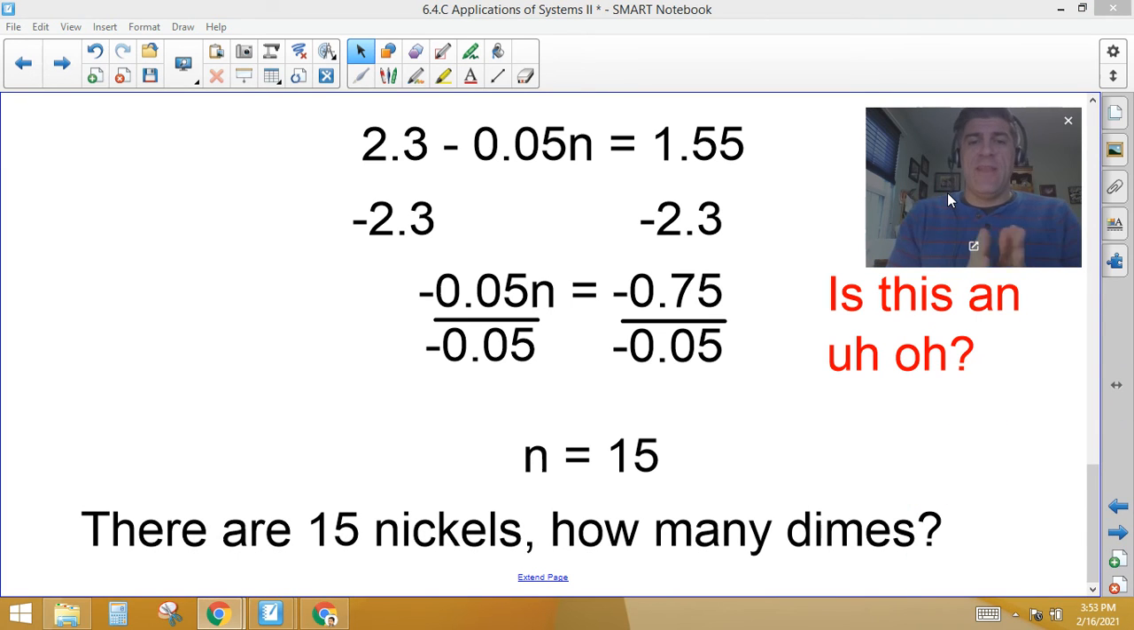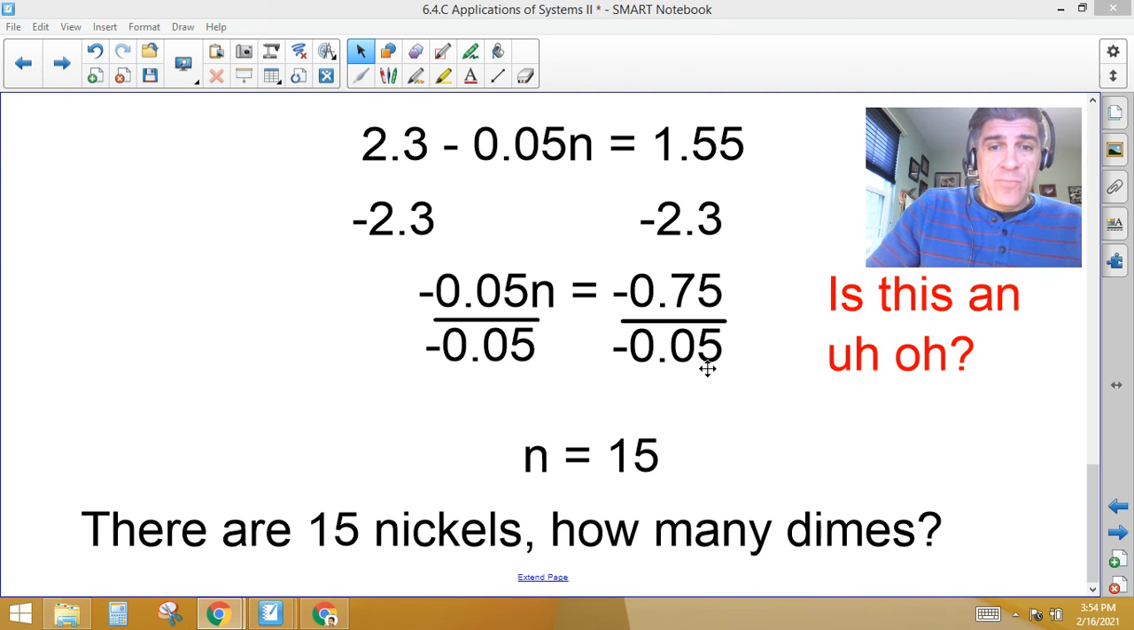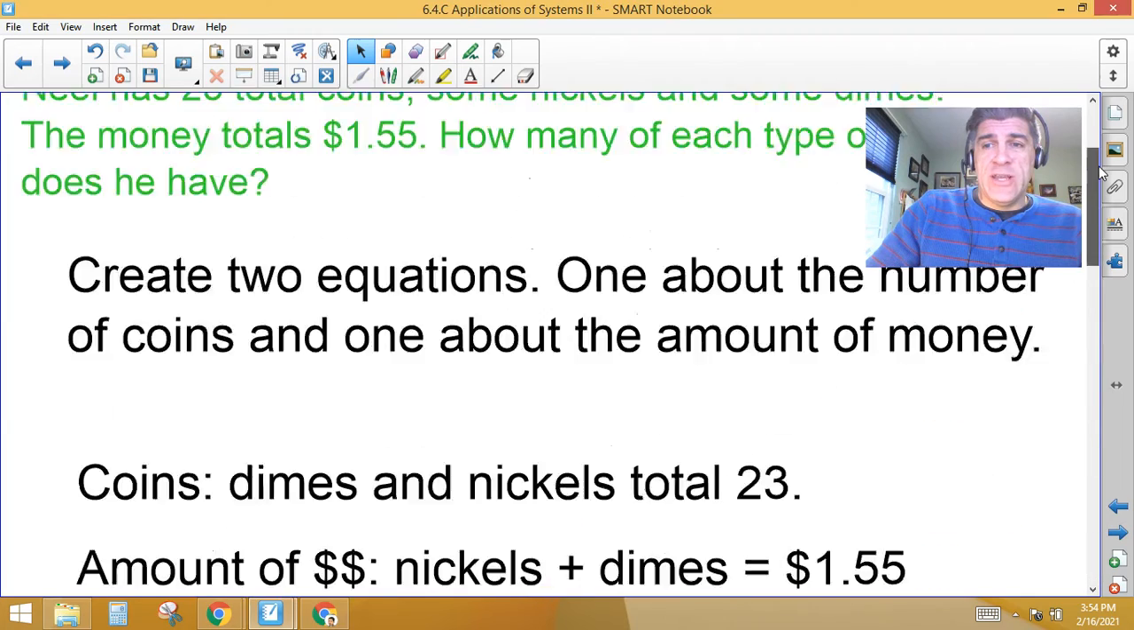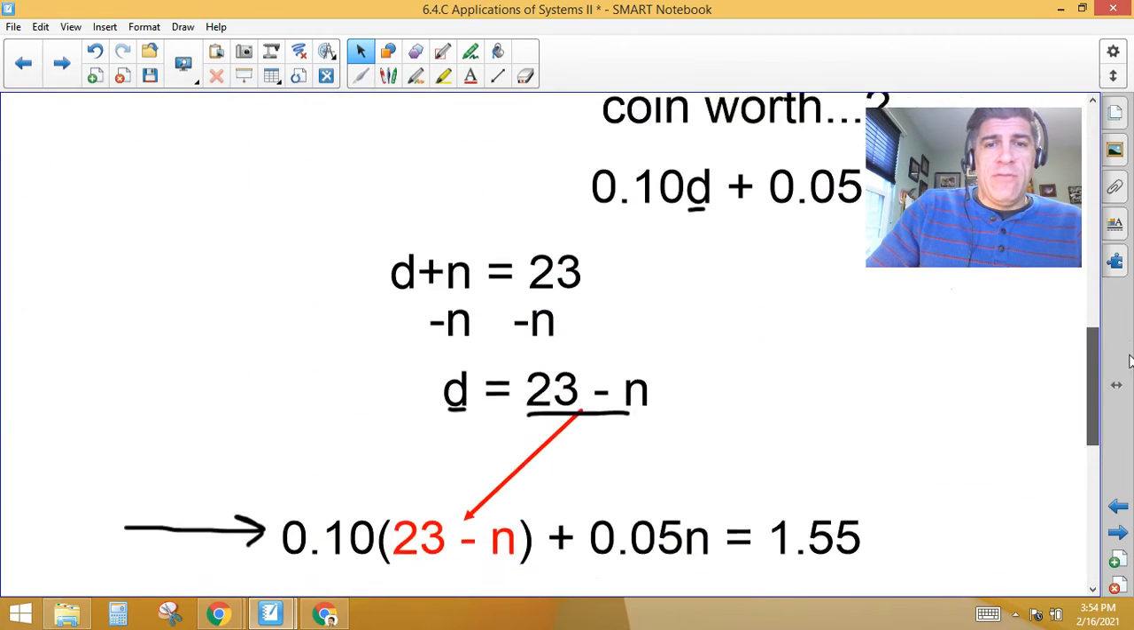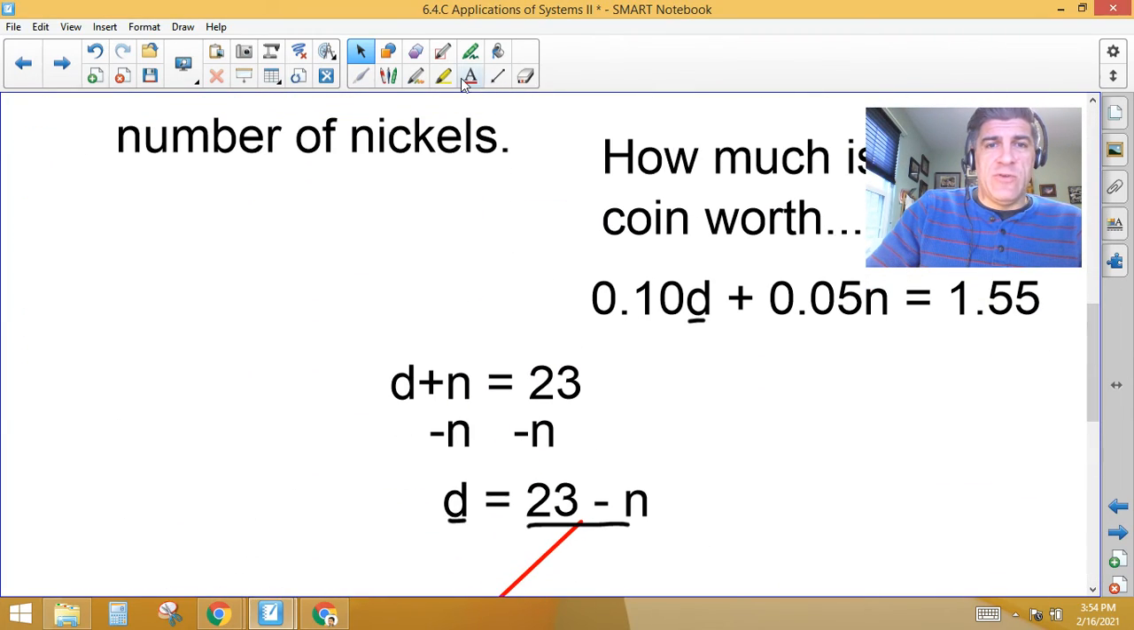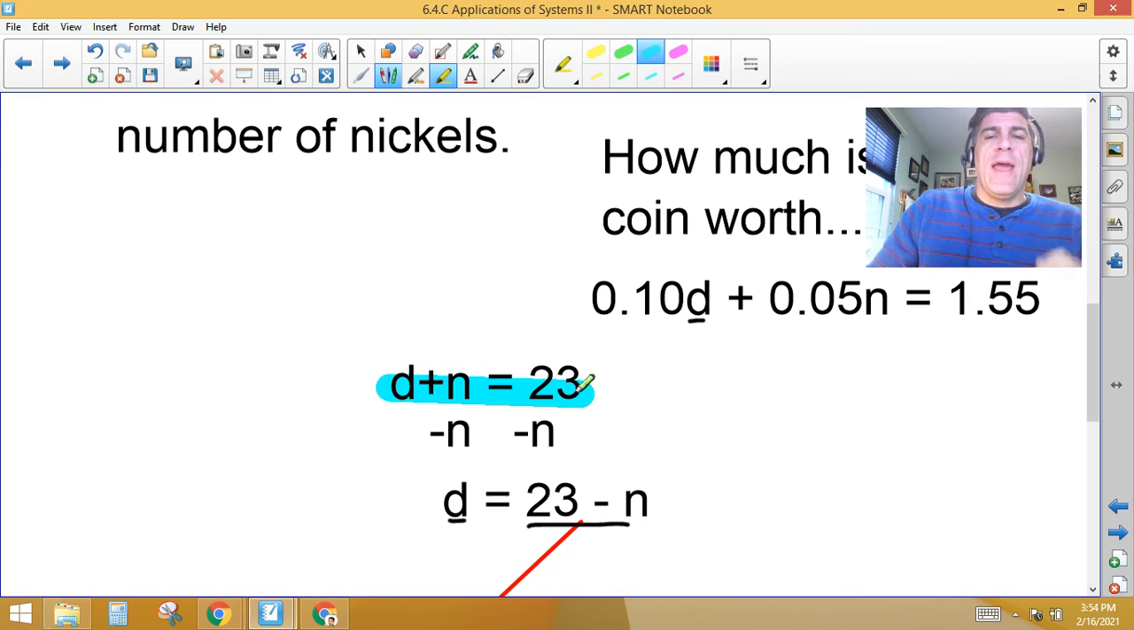That means there are 15 nickels in there. How many dimes are there? Well, all I need to do is go back to one of my original equations, and I want you to tell me. I like this one right here. Let's use this one. Tell me how many dimes there were. Hope you got 8. And that's it.